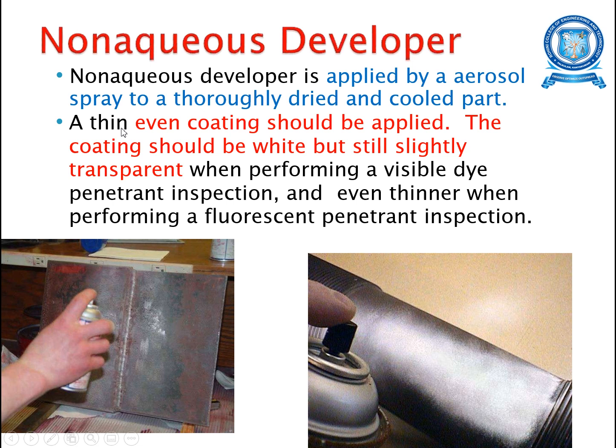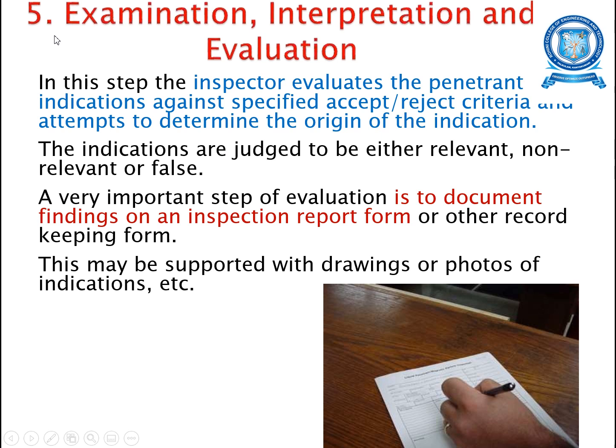So a thin even coating can be applied. The coating should normally be white but still slightly transparent in order to perform a dye penetrant inspection. And this can even be thinner when performing a fluorescent penetrant inspection. And the fifth stage is examination, interpretation, and evaluation.